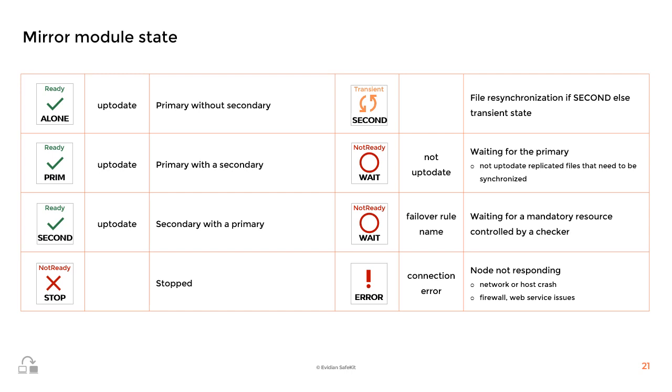If the state is wait, the color is red, and the message is a failover rule name, it means that the node is waiting for a mandatory resource controlled by a checker before starting. Finally, if the state is error, it means that the console cannot connect to the node because either the node has crashed or there is a communication issue between the console and the node, such as a firewall issue or the web service not running on the node side.